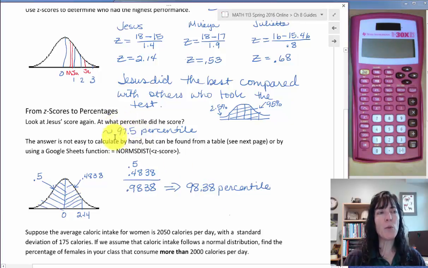Remember, we said 97.5 percentile, and why were we off by so much? Well, it's because we only counted to 2, because that's what empirical tells you, only up to 2, but he's over here at 2.14, so there's a little bit of extra area in there. And then the other thing is that this empirical rule is a rule of thumb. It's not nearly as exact as if you can use the z-scores table. So the z-scores table is going to give you more accurate results.